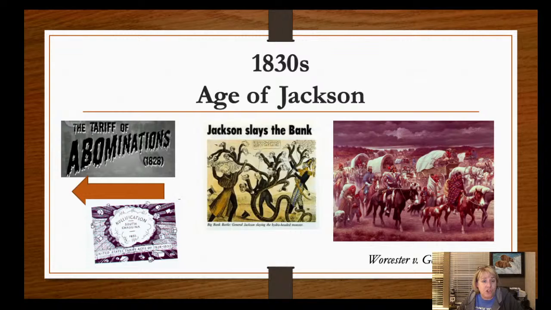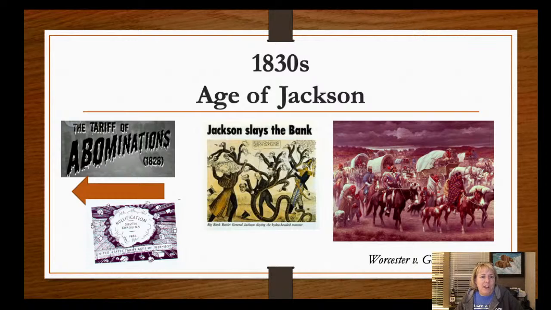And in Worcester versus Georgia, they are suing, saying that the state of Georgia does not have the authority to remove them off their land. John Marshall, our buddy, is going to rule in favor of the Cherokee Nation. He's going to say, wait a minute. The Cherokee Nation, or really any Native American nation, is an independent nation within our country, a foreign entity, if you will. And a foreign entity must be dealt with by the federal government. So no, Georgia has no authority to move the Native Americans from their land.